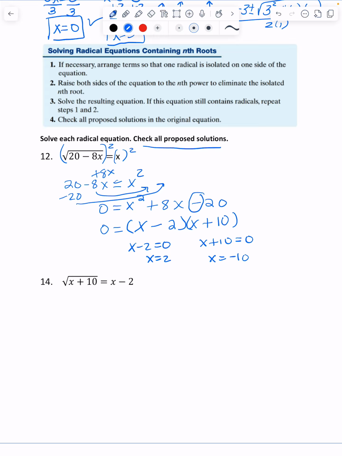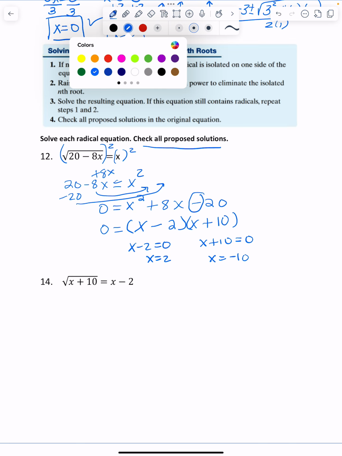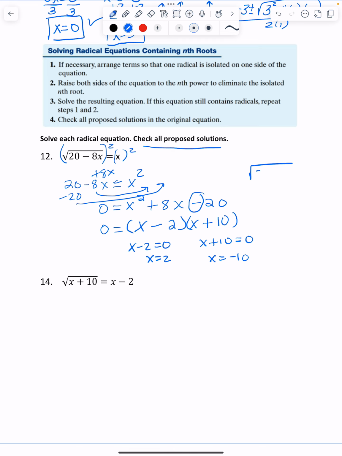I'm going to start off with my original problem. We get the square root of 20 minus 8 times 2 equals 2. So 20 minus 16, and we get the square root of 4. And we're just looking for the principal square root, which is the positive. And it does give me 2. So 2 is a good answer.